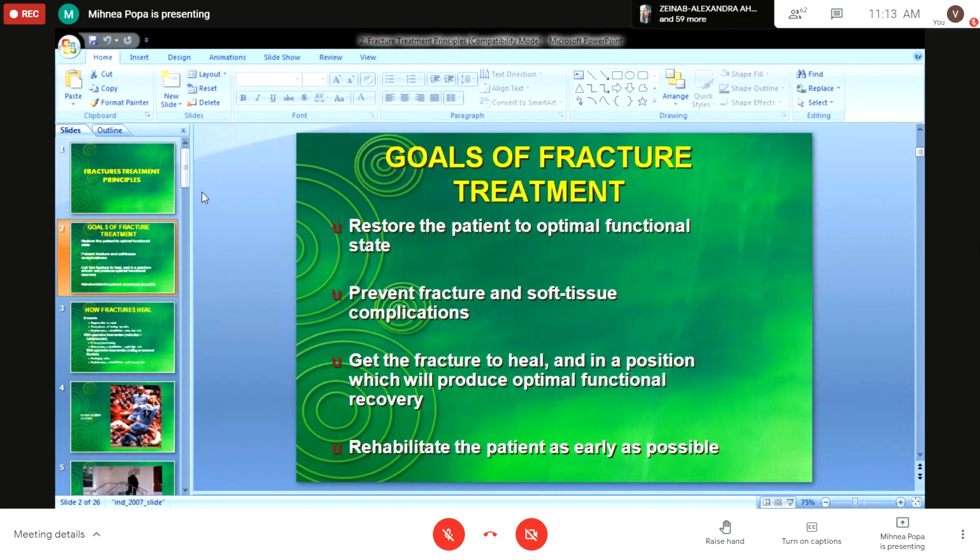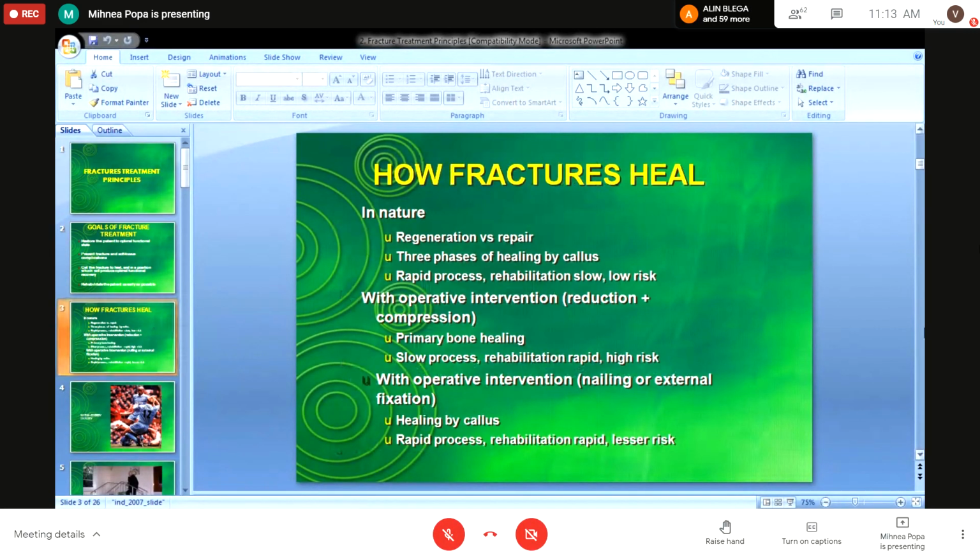That is a problem because he doesn't have any more bone or muscle problems, but due to lack of rehabilitation, these problems can appear. So it's very, very important to tell the patient also to do rehabilitation so that he has normal function again as soon as possible.